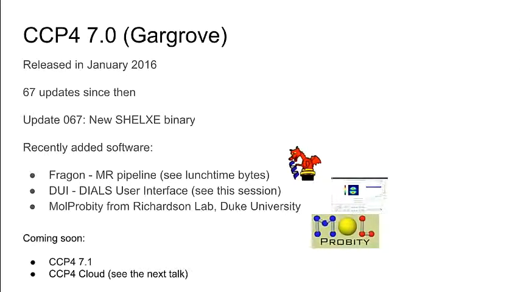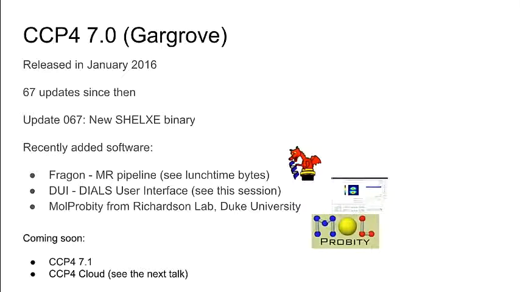So the current release of CCP4 is 7.0, codename Cockerel, which was released 3 years ago. There have been 67 updates since then, so it's about 2 updates every month on average. The latest update is 67, which includes the new SELECT-C binary. So you will definitely need this update if you run anything that requires SELECT-C.